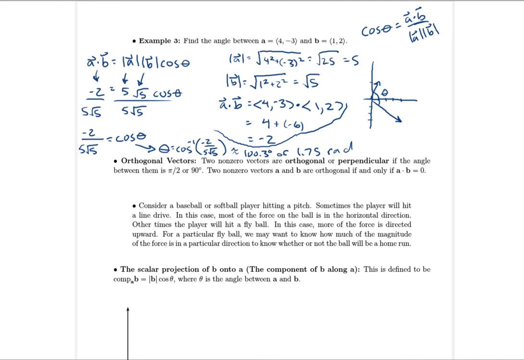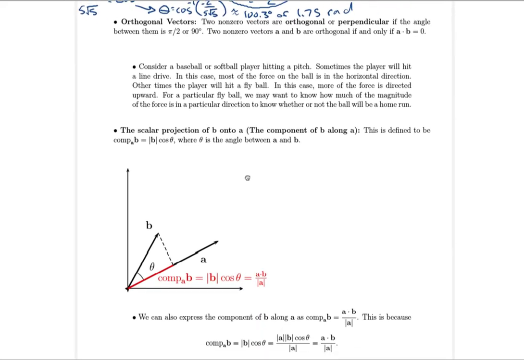And the reason that that's the case is because, just think about, what does theta need to be in order for this whole side to become 0? Well, 90 degrees, right? The cosine of 90 degrees, or the cosine of pi over 2, is 0. So that's the way we can tell if two vectors are orthogonal or not.